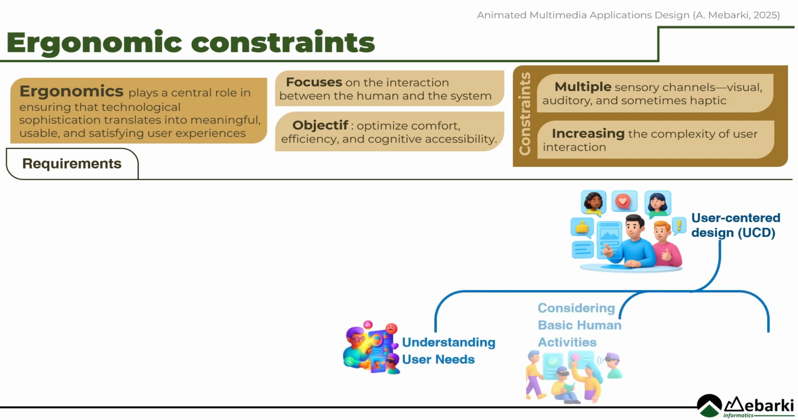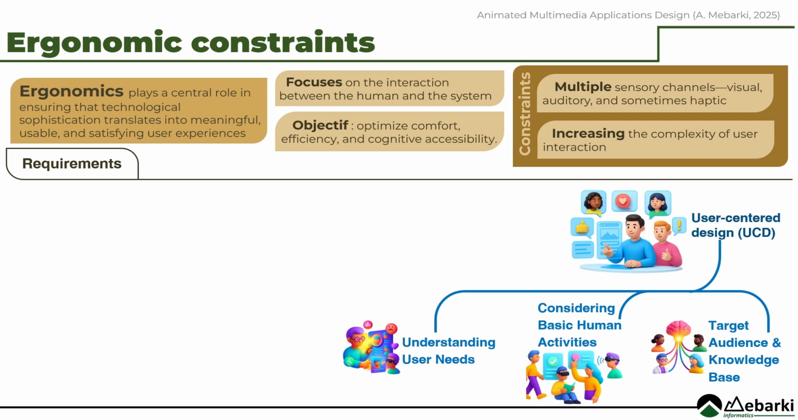First, understanding user needs. Users have final needs: learning, playing, or producing. An educational animation, for example, must support both comprehension and ease of interaction. Second, considering basic human activities. Multimedia applications involve essential actions such as reading, listening, speaking, or selecting. Ergonomics must harmonize these modalities to reduce cognitive load and avoid sensory overload. For instance, pairing narration with visuals but avoiding redundant text.